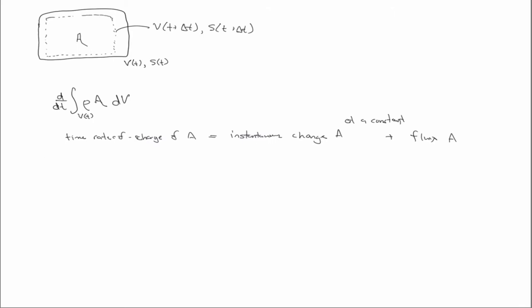And so if we write in equations what I wrote in words, we have d/dt, and I'll try to keep the t there so you know this is equal to the instantaneous change in A, that's d/dt, I'll go ahead and move that inside. This is the flux of A. Okay, so I'm going to start manipulating this equation then.